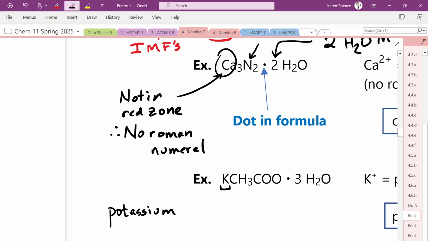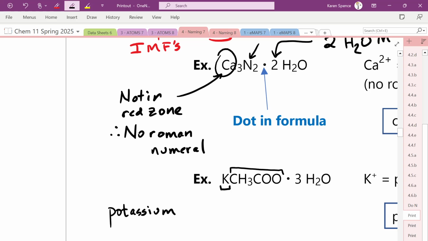So I've noticed a lot of people have been spelling potassium with 2 T's and 1 S. It's 1 T and 2 S's. You can always check on your periodic table. So we have that K, and then we've got this whole huge thing over here. Remember, there's only ever 2 ions, yes? There's never 3 ions for you to name.